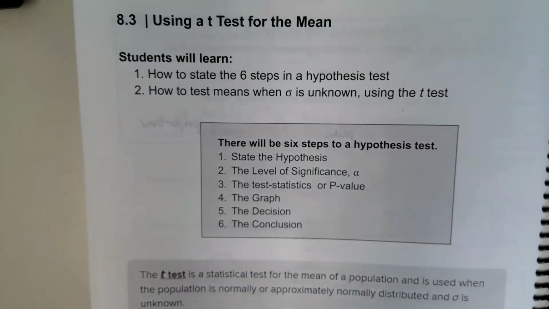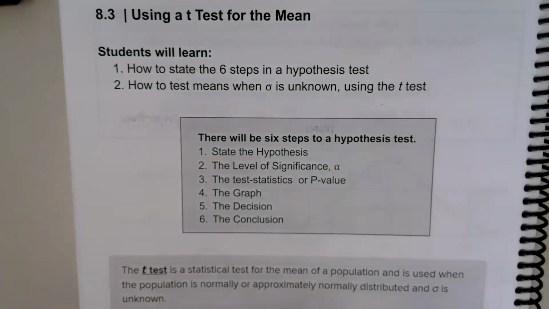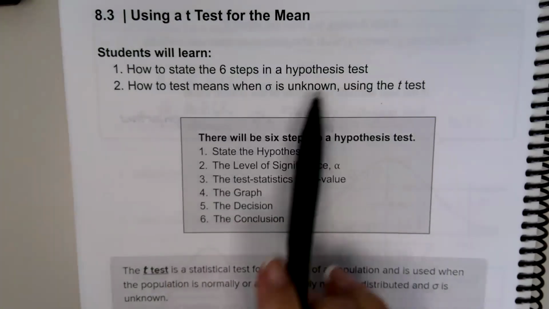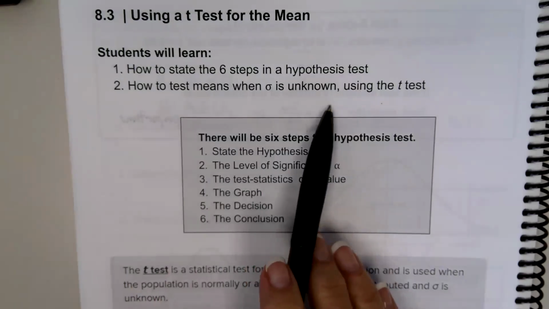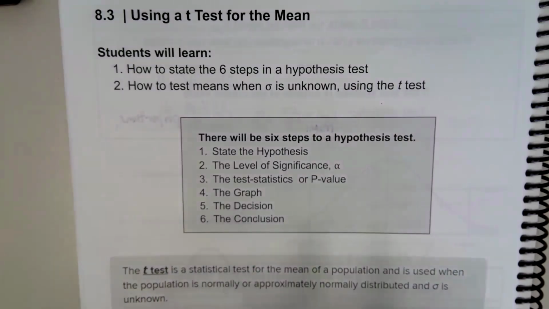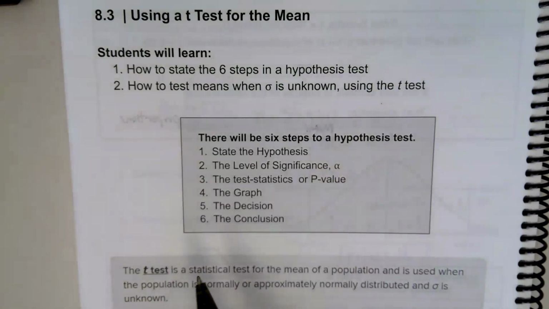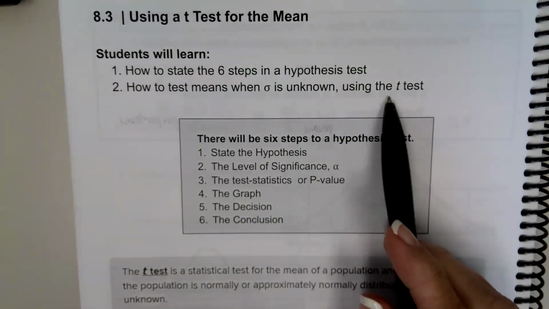Hello, welcome back to lesson 8.3, using a t-test for the mean. We are now going to apply what we've learned about hypothesis testing. So we're going to learn how to state the 6 steps in a hypothesis test and how to test a mean when the sigma is unknown. So we're not working at all where we know the standard deviation. We're assuming that we don't know the standard deviation of the sample or the population using the t-test.